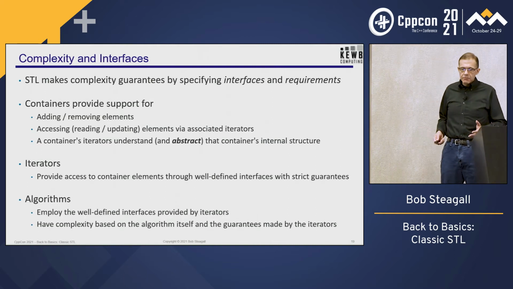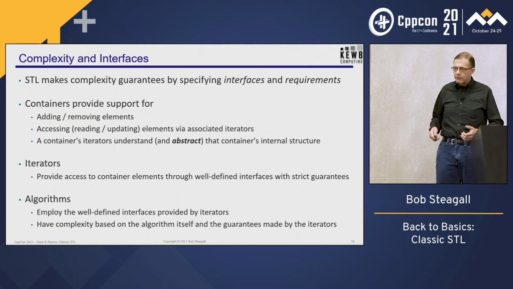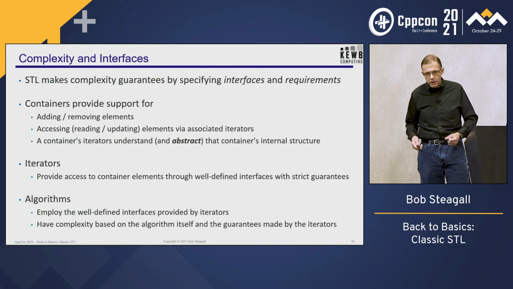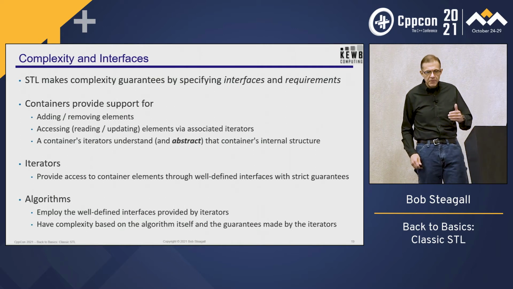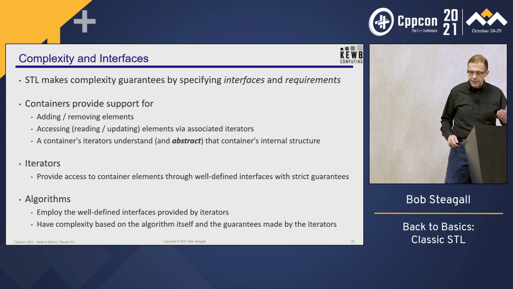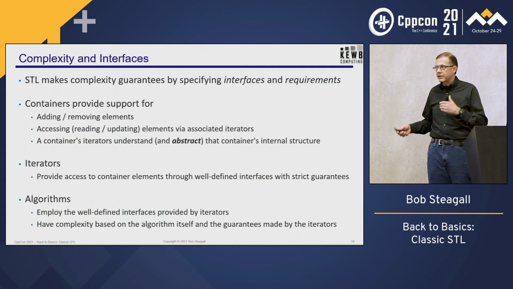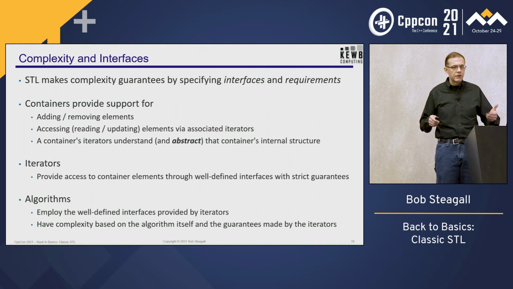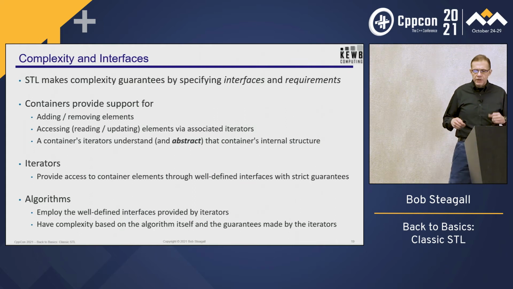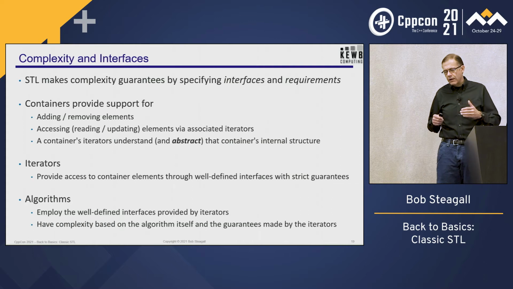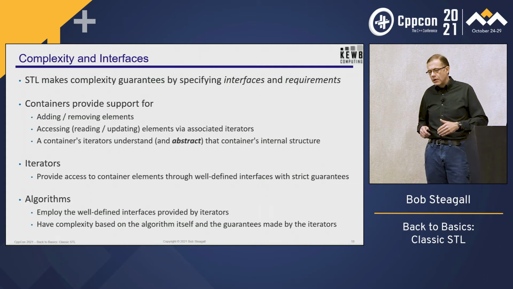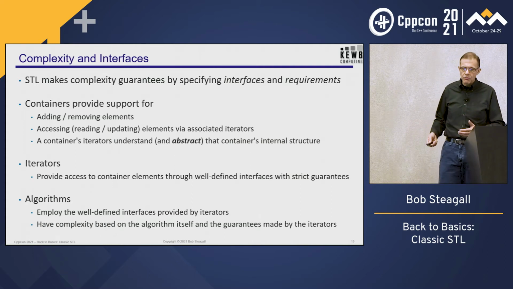And the algorithms use the interface provided by the iterators to do their work. So the iterator provides sort of a middleman between the algorithm and the container. And the complexity of the overall operation is based on the algorithm itself and the guarantees that are made by the containers. In one sense, the containers or the iterators constrain what algorithms can do, and we'll see why in a few slides.